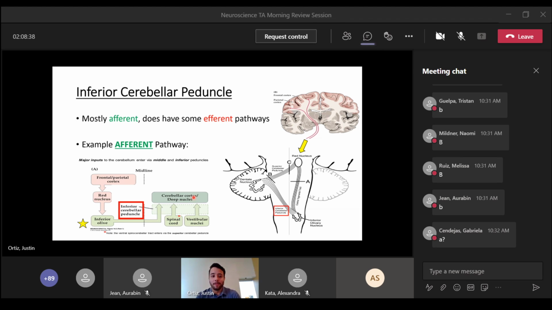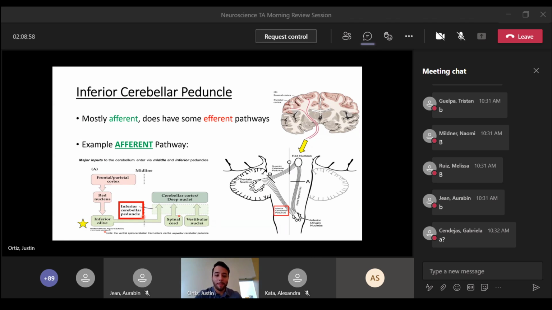Inferior cerebellar peduncle, here's an example of an afferent pathway, right? So I want to reach this cup of coffee, right? I want to grab this cup of coffee. How do I calculate that movement perfectly, right? So I send it down to the red nucleus. Red nucleus sends it down to the inferior olive. Inferior olive is extremely sensitive via its fibers.